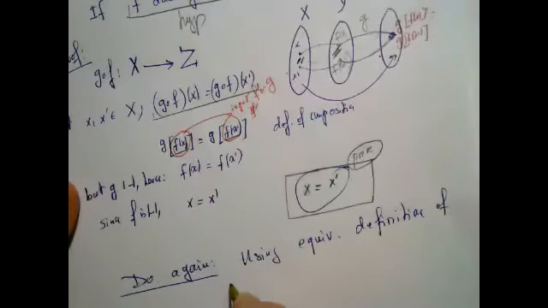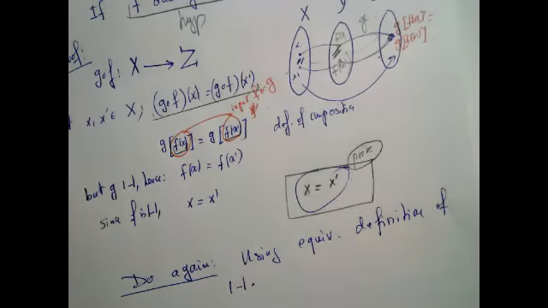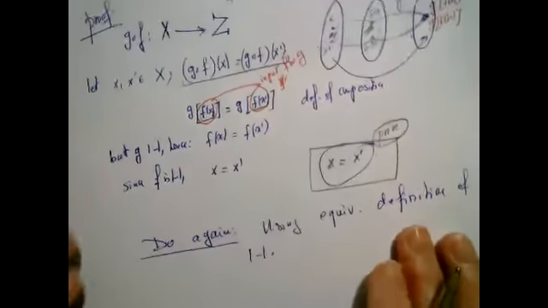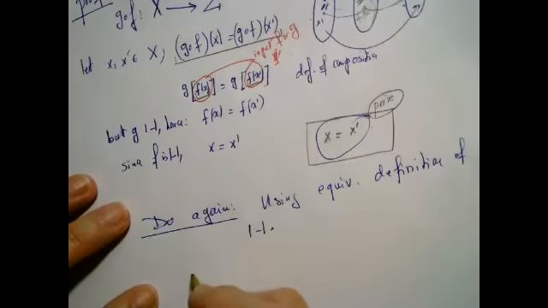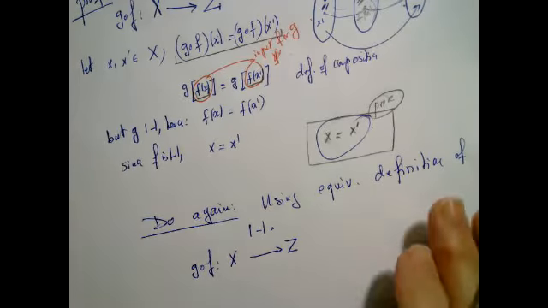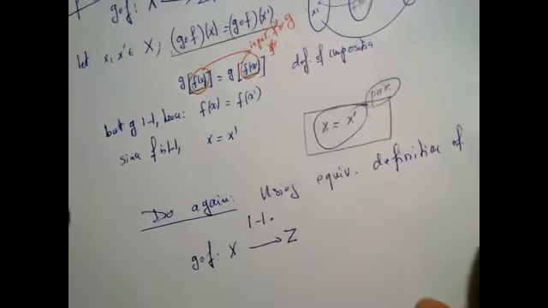Of one-to-one. Okay, so let's see what's the equivalent definition. I'm going to set it up. The picture is the same. So G composed with F is from X to Z. Okay, I want to show this is one-to-one using the equivalent definition.